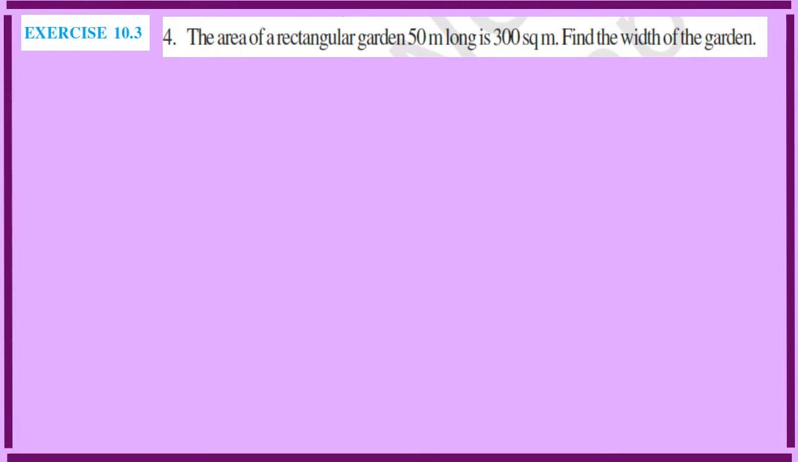Now move on to question number 4. The area of the rectangular garden 50 meter long is 300 square meter. Find the width of the garden. So what is given here? Area is given, length is given. We need to find the width. Width means breadth. So let this be the garden, and length is given 50 meter, and width or breadth is not given, that we have to find out.